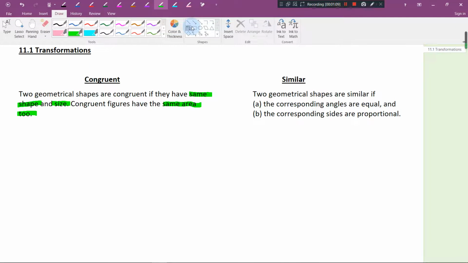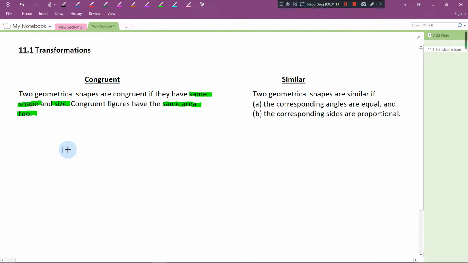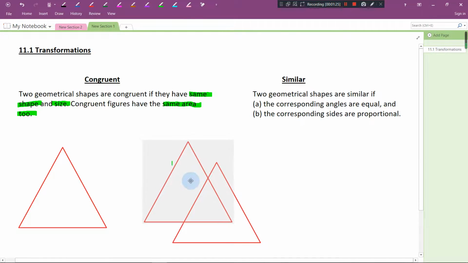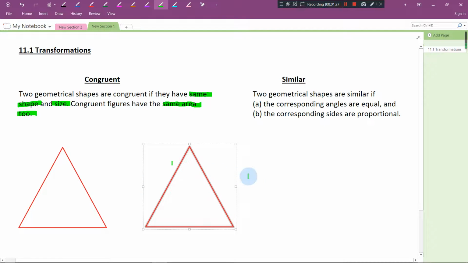So for example, let me draw an isosceles triangle for you. Okay, then I copy it, I paste it over here. Since I copy it and paste it over here, they are exactly the same, right? Let's say this is A, this is B, this is C, this is P, this is Q, this is R. So these two triangles are exactly the same. They are congruent. They have the same area, same shape, same size.